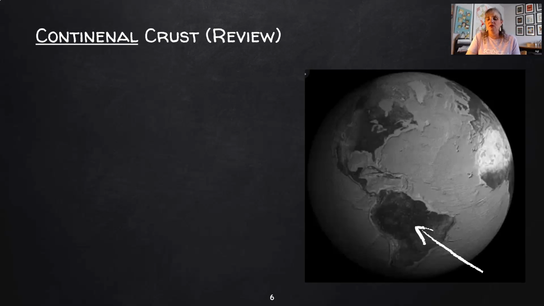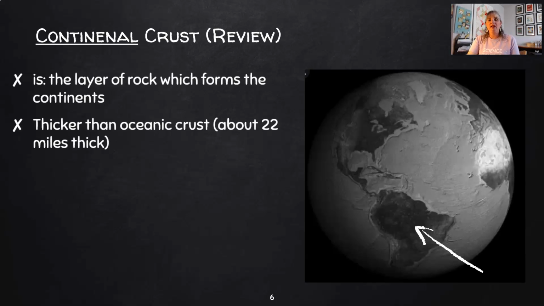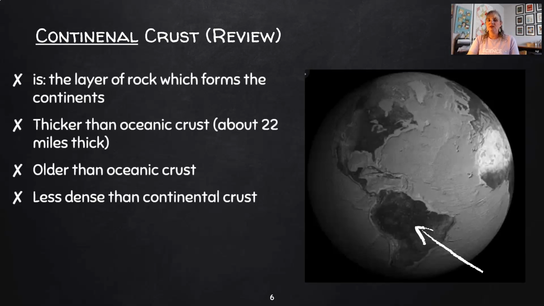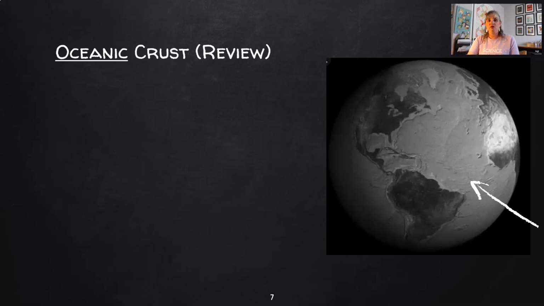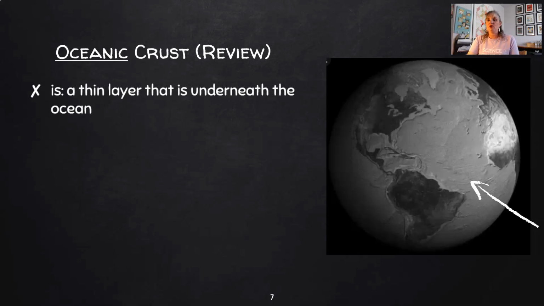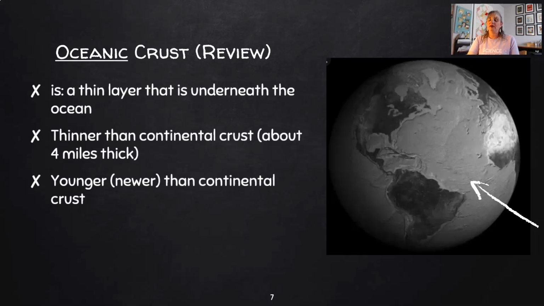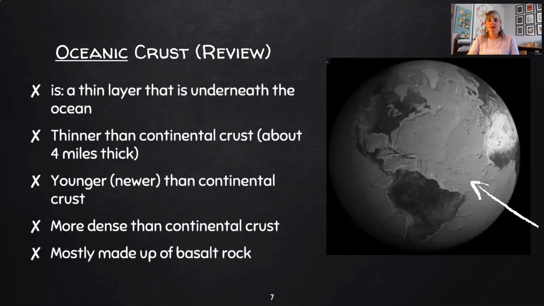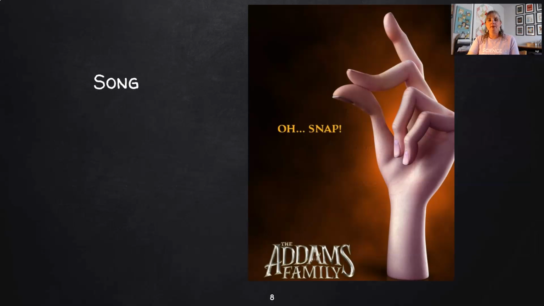So this is a little quick review. I'm going to quickly review this, and I'm not even going to say everything on these two slides, but these are notes that we took in Layers of the Earth. So the continental crust. The main thing I want you to know about this is that it's older and that it is less dense than oceanic crust. So oceanic crust is thinner, newer, and it's more dense, which is going to become important when these plates are interacting. So this is a review.